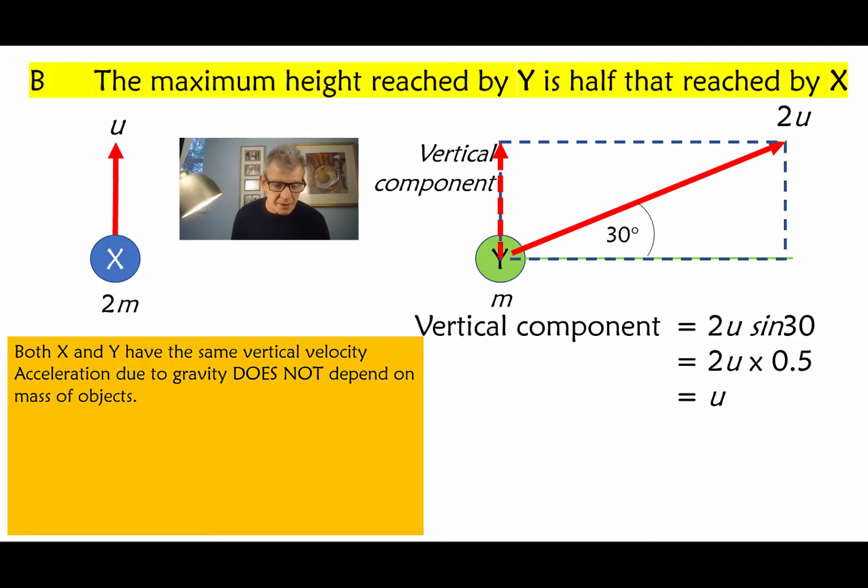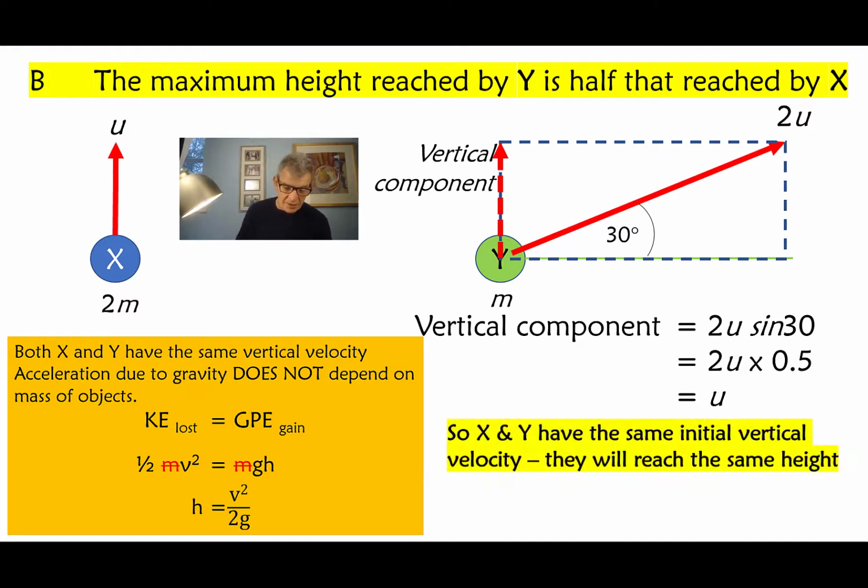Well, this is illustrating the same point. When an object is launched vertically, kinetic energy lost by the object is equal to the potential energy gained. Kinetic energy lost is a half mv squared. Potential energy gained is mgh. Notice the m's cancel, so mass does not have any impact on the height gained by the object. So we can say height is equal to v squared over 2g. Mass does not have an impact on the height gained. So x and y have the same initial vertical velocity, so they are both going to reach the same height.